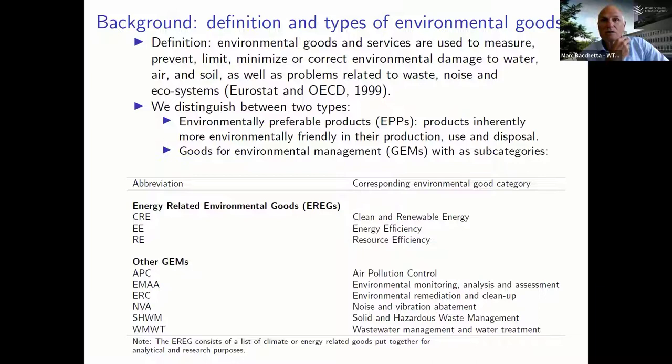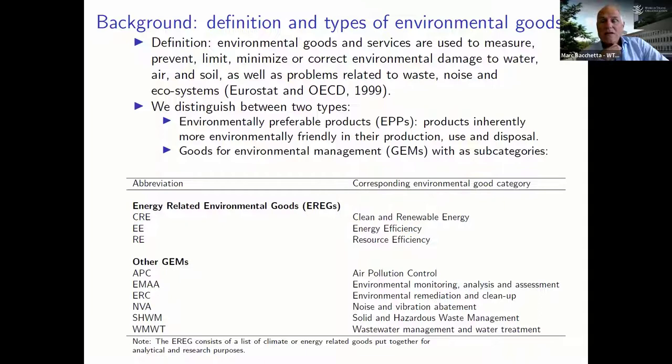But in the study, we distinguish between two types. We consider two sets of environmental products. One is the so-called environmentally preferable products, the EPPs, which are products that are inherently more environmentally friendly in their production, use, and disposal. That's a list that's been established by UNCTAD.